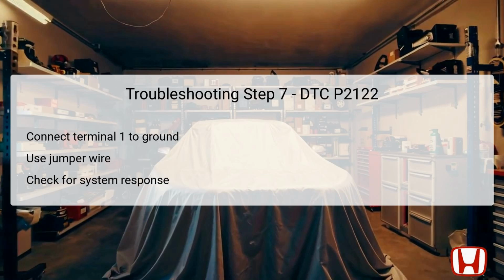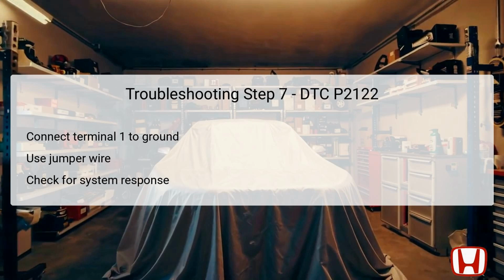In the final troubleshooting step, if continuity tests indicate a problem, the technician should connect APP sensor terminal number 1 to the vehicle body ground using a jumper wire. This action helps to establish a direct ground reference for testing purposes. By doing this, the technician can observe whether the system responds appropriately, which should indicate if the APP sensor requires repair or replacement.